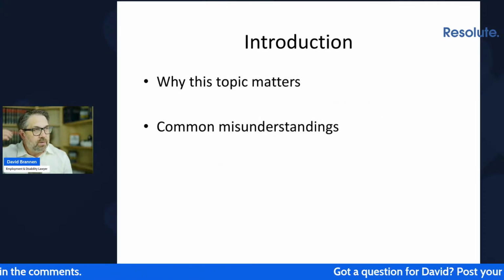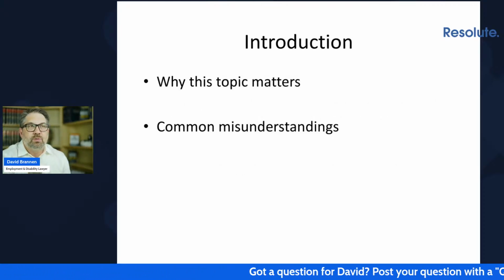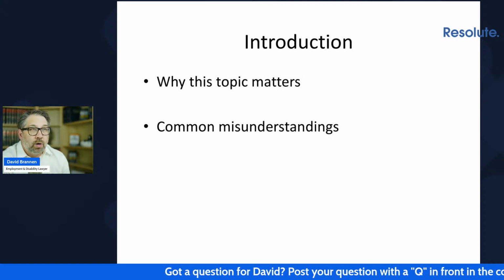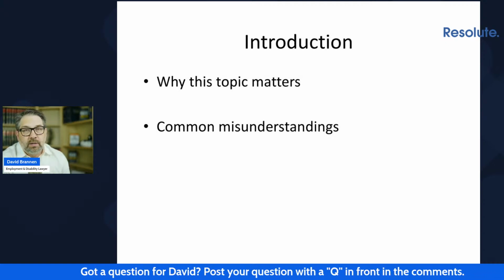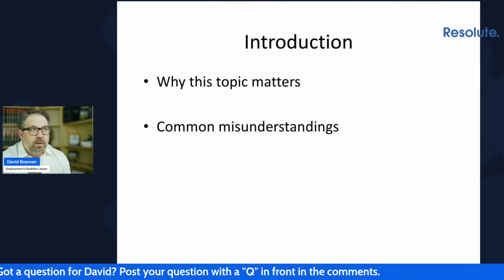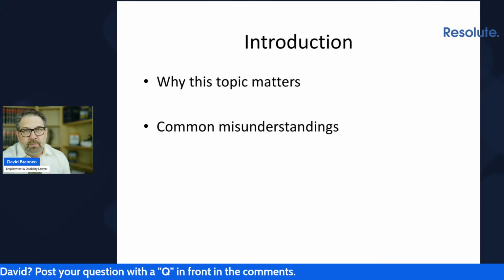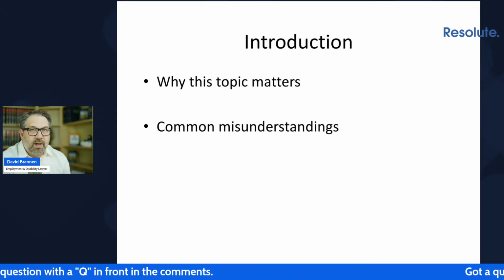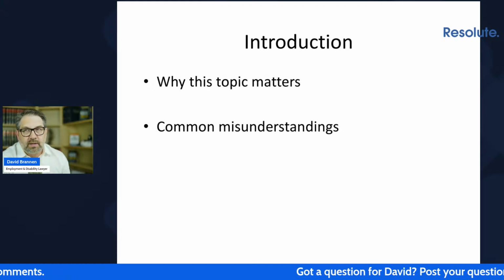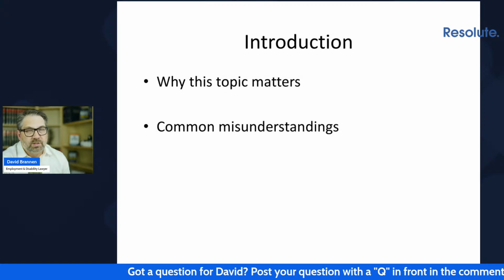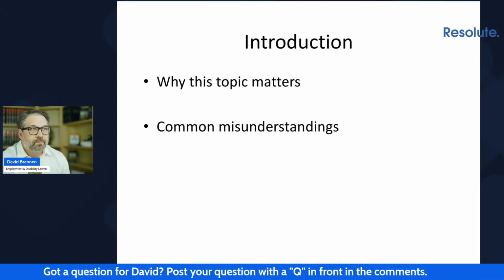So why does this topic matter? The duty to accommodate is one of the most important protections for workers under Canadian human rights law. Canadian human rights law is made up of the Canadian Human Rights Act that applies in federal spaces and the various provincial Human Rights Acts that will apply to most workers across Canada based on the province where you reside.